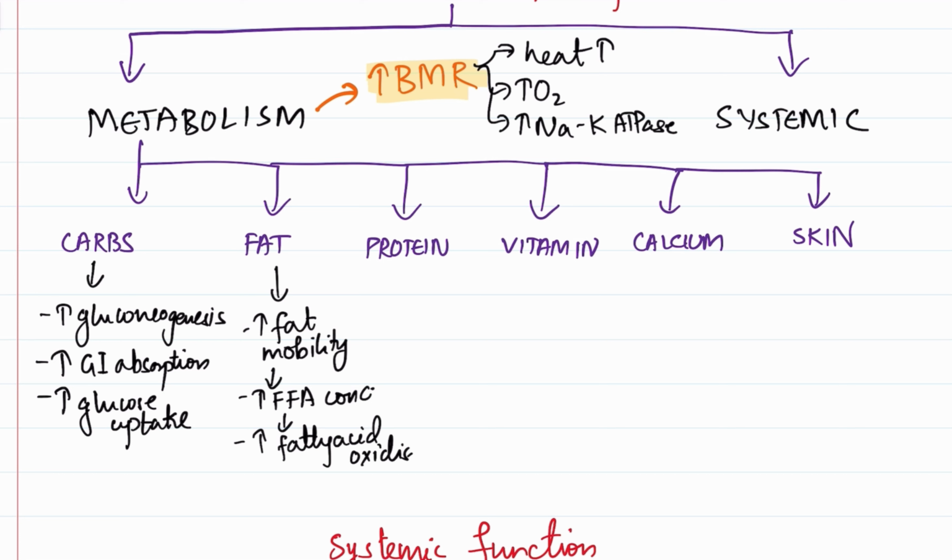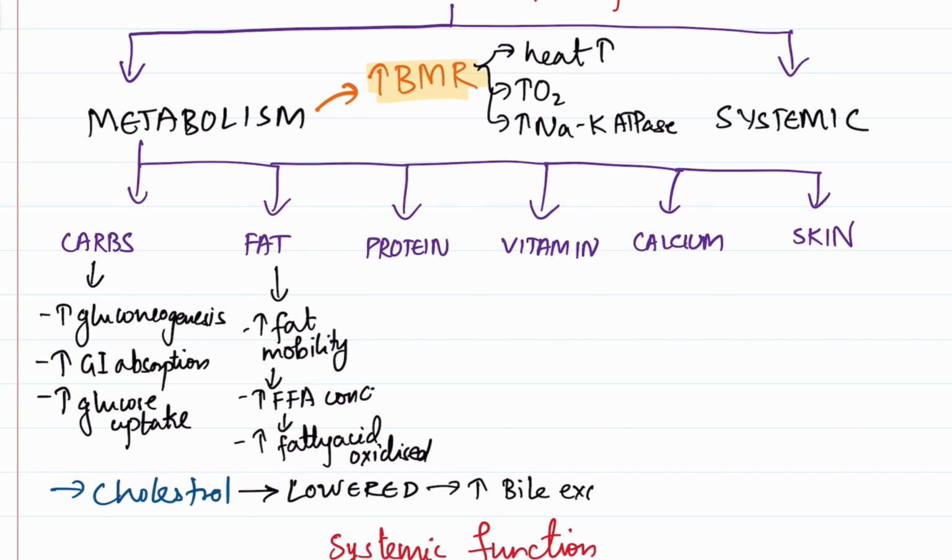These free fatty acids are oxidized, and there is a special feature when it comes to the cholesterol level. The cholesterol levels are actually lowered by thyroid hormone. How do they lower it? They lower it by increasing the bile excretion of cholesterol, so biliary excretion of cholesterol is increased. So what is the importance? The importance is that in hypothyroidism, the cholesterol levels will be increased, and that predisposes to atherosclerosis.